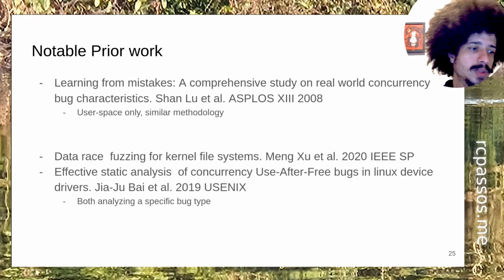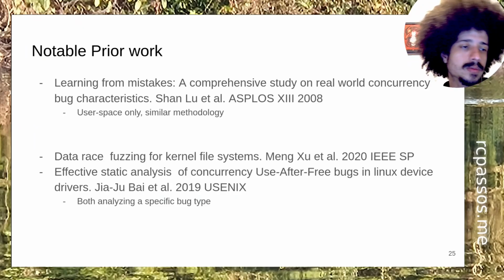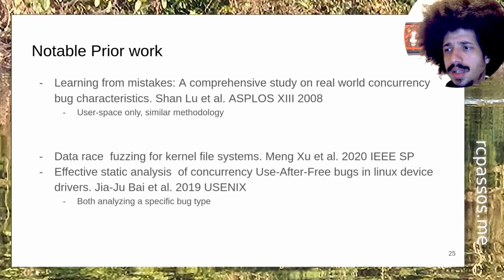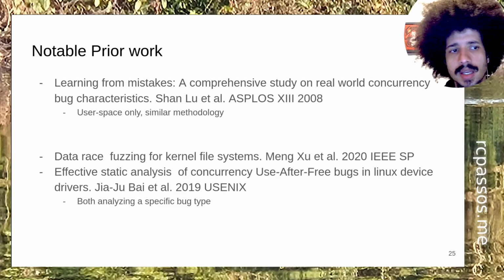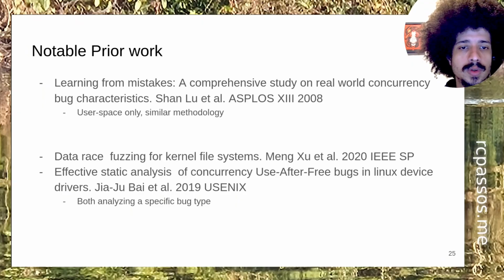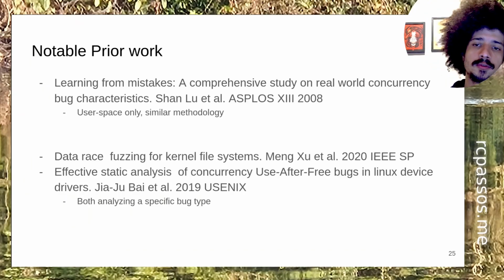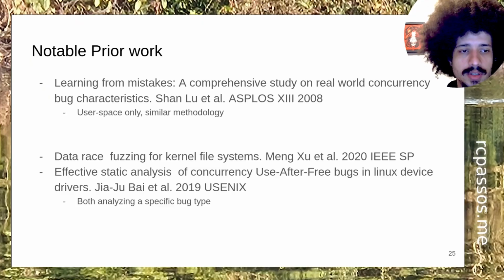The researchers would also like to highlight the prior work. The first one here is really important because it uses the same process, the same methodology, but only analyzing user space software. They use Apache, MySQL, and Firefox, for example. The other two here were analyzing the kernel, but focusing on a specific kind of bug. The first one, data races, and the second one, use after free bugs. But still, those are also really interesting work.